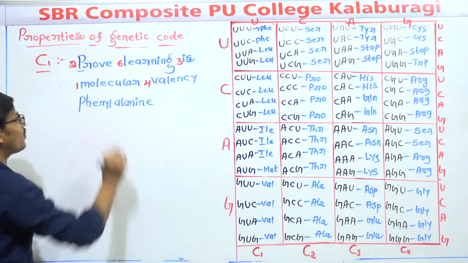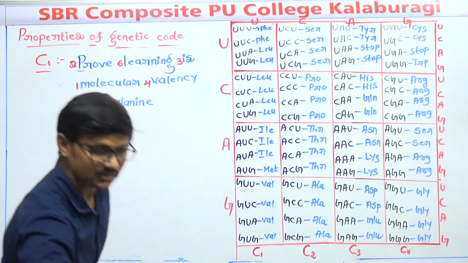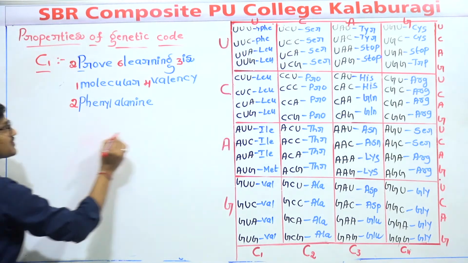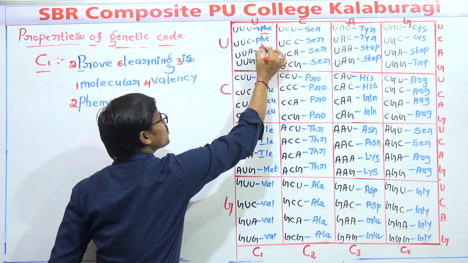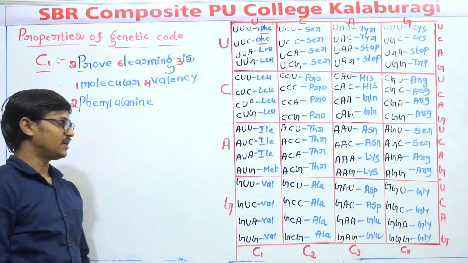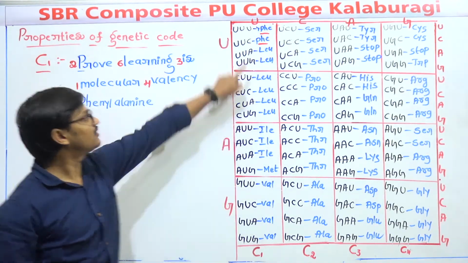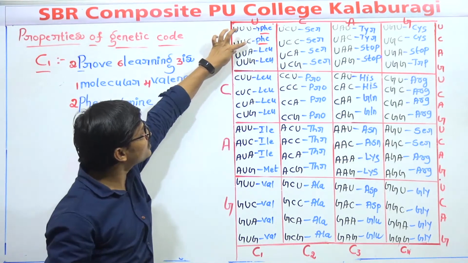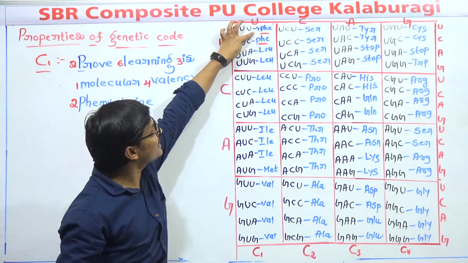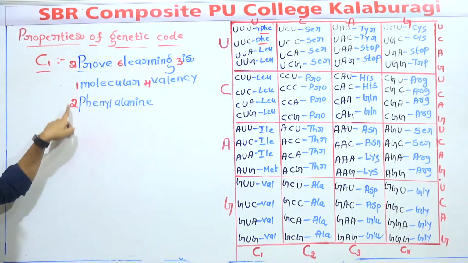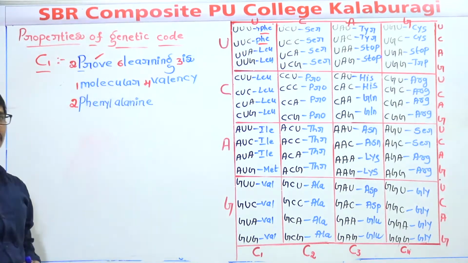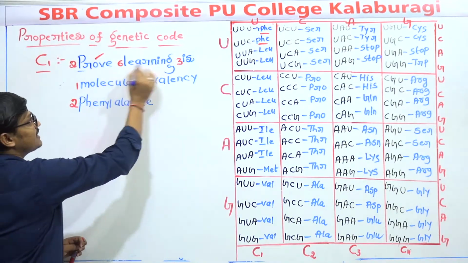And why have I written 2 here? It means the first 2 codons in the first column, UUU and UUC, code for phenylalanine. That's why I have written 2. Okay, this is correct.